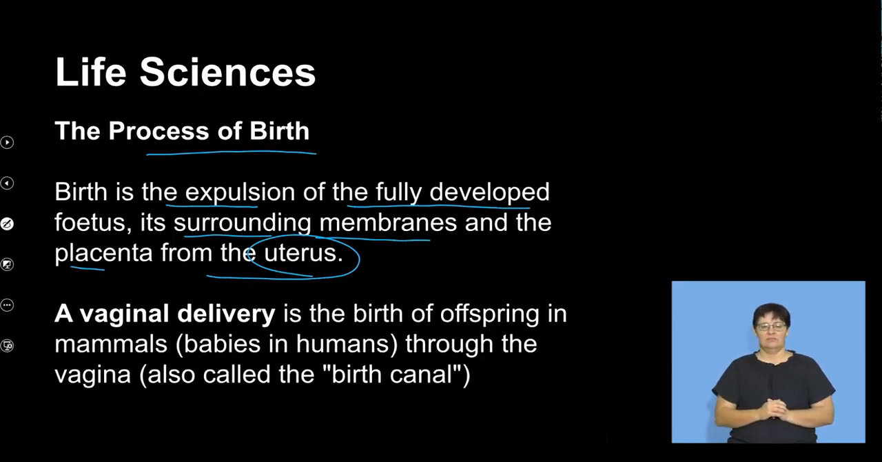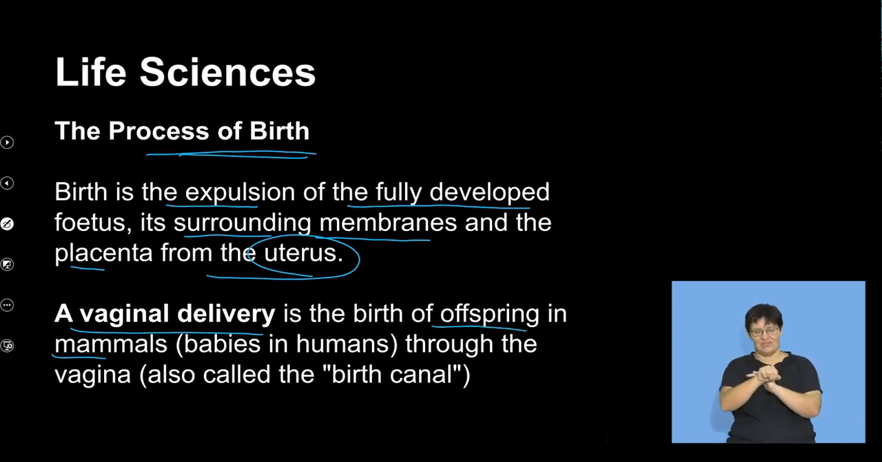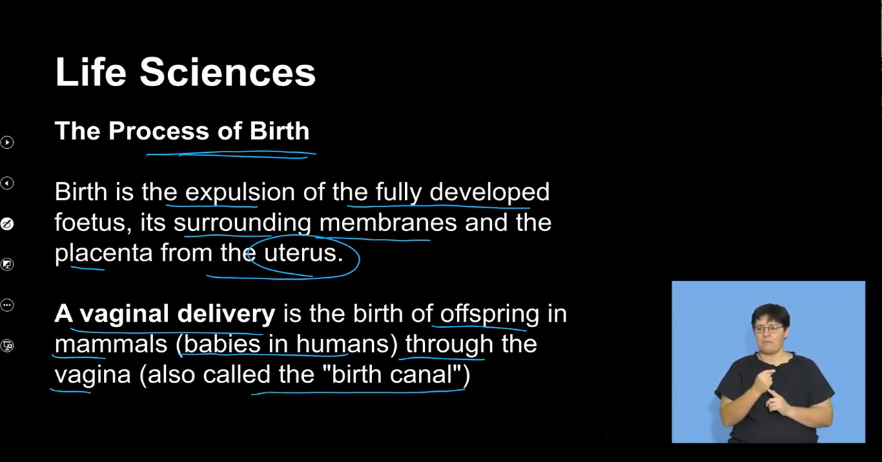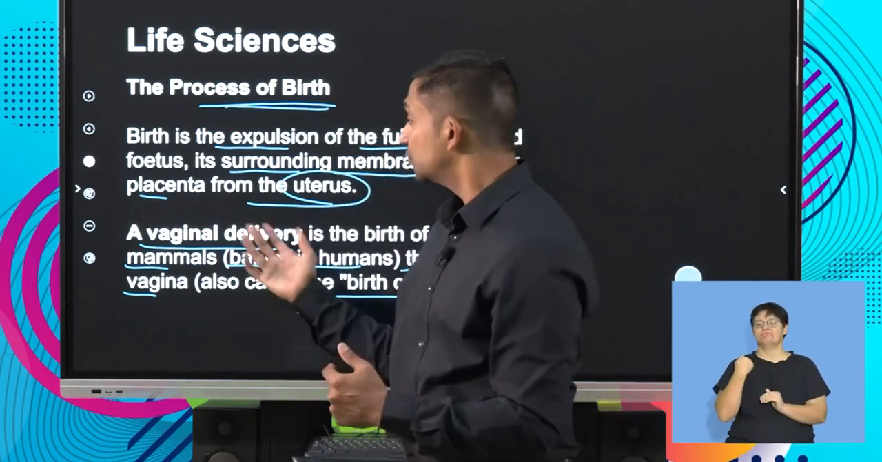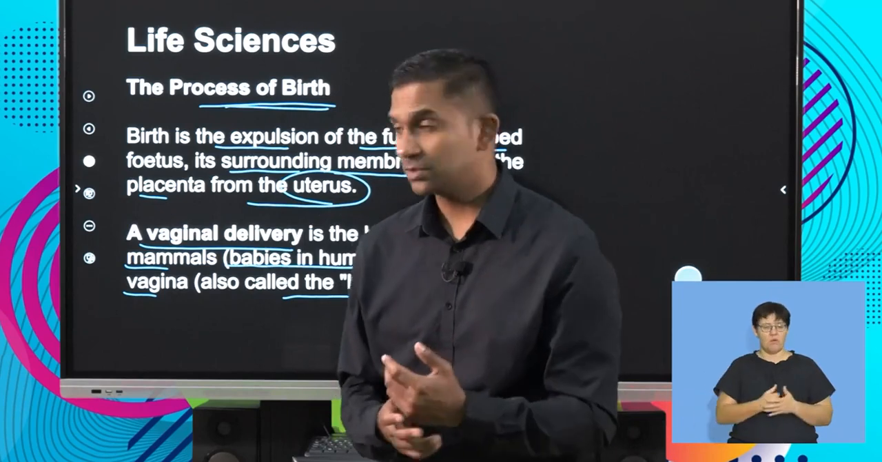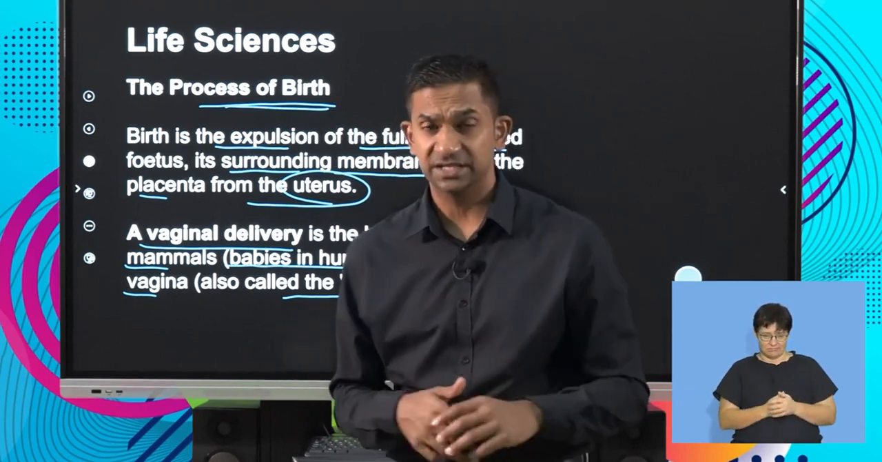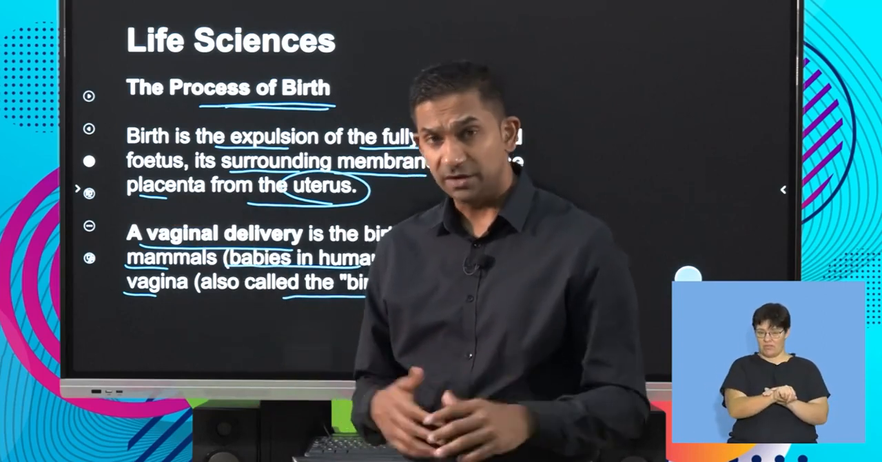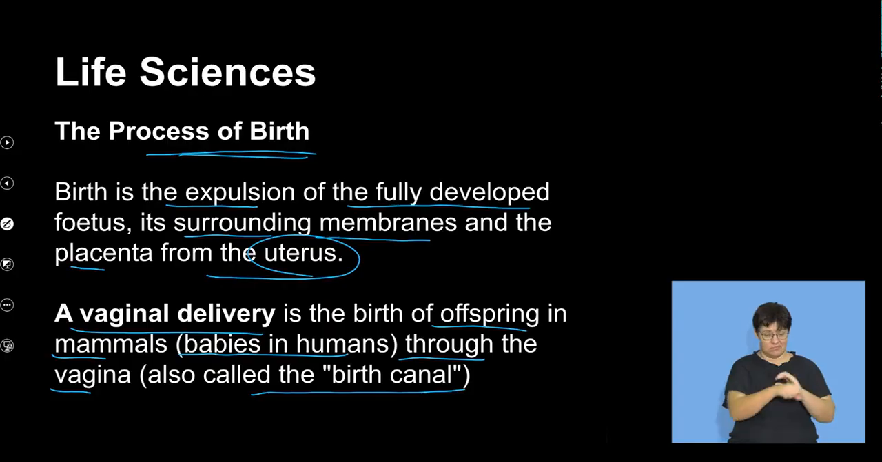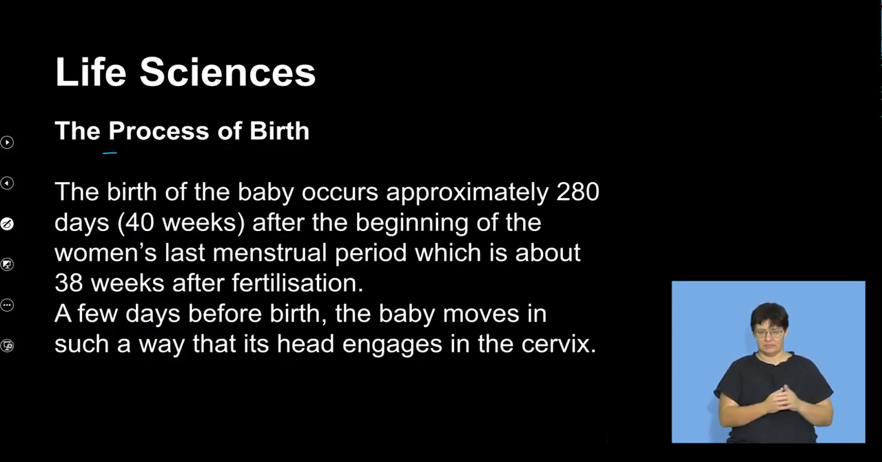So when we look at the process of birth, we can discuss firstly what is a vaginal delivery. It is essentially the birth of an offspring of mammals or babies in humans through the vagina, also called the birth canal. So humans have been able to deliver babies more recently through C-sections, as well as a natural process through the vagina called a vaginal delivery. But in the wild, animals naturally give birth through a vaginal delivery. Okay, cool. So let's look at the process of birth.